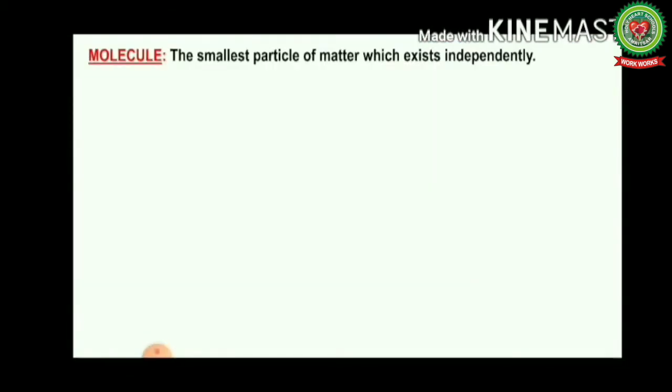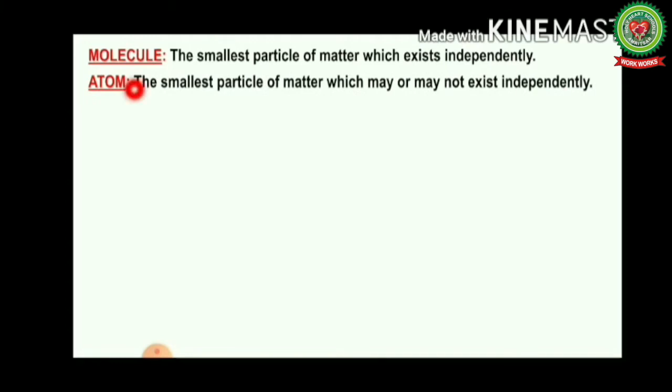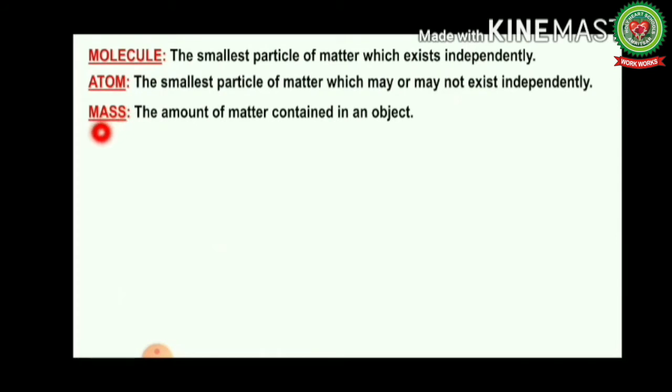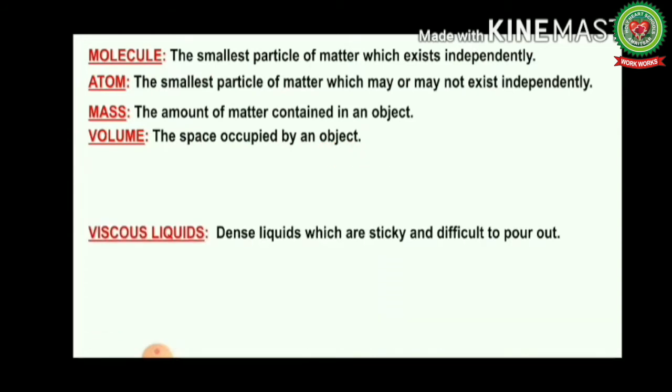Next, we will discuss terms related to this topic. First term is molecule, the smallest particle of matter which exists independently. Next term, atom, the smallest particle of matter which may or may not exist independently. Mass, the amount of matter contained in an object. Volume, the space occupied by an object.